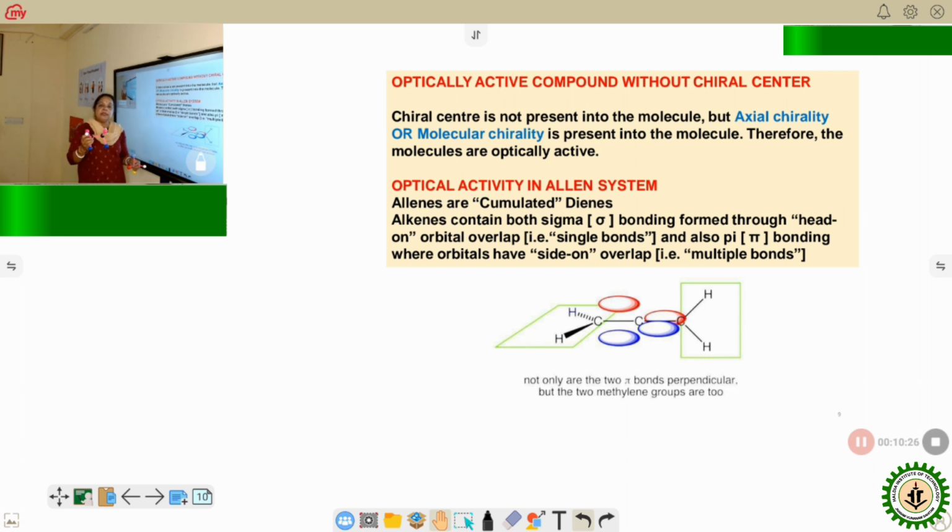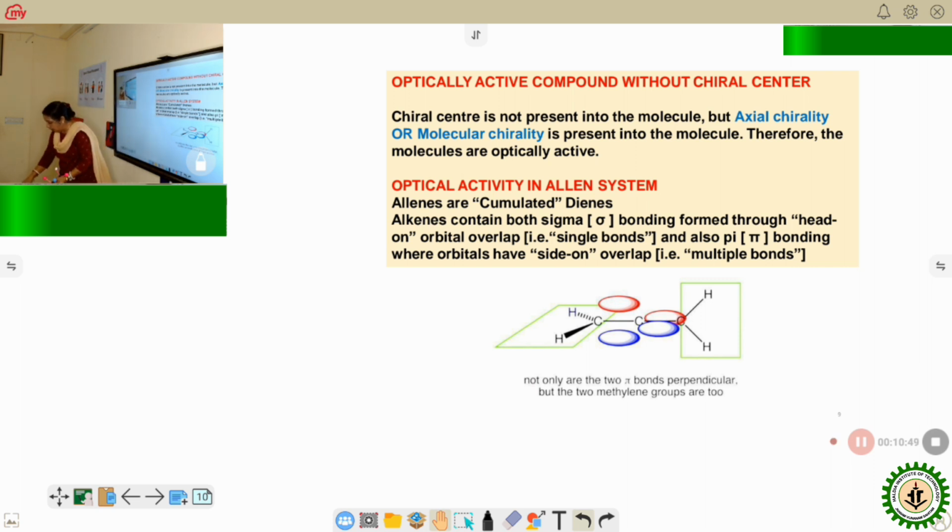Say a plane of symmetry, center of symmetry, or alternating axis of symmetry: if present in the molecule, then although the molecule has chiral centers, it is optically inactive. But if none is present, the molecule is optically active. But we can also see various compounds that have no chiral center but are still optically active.